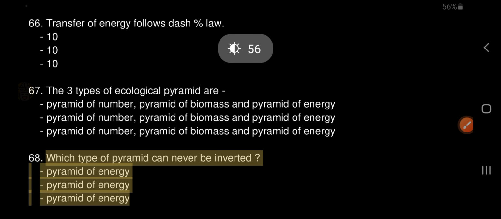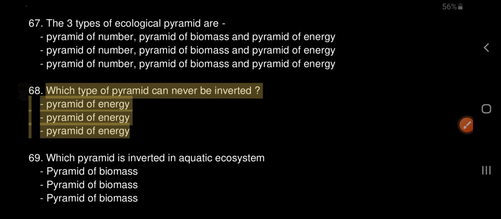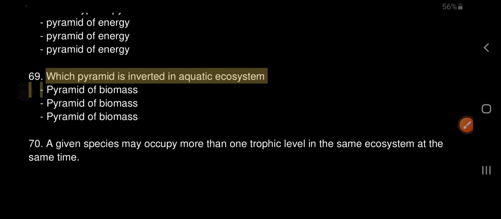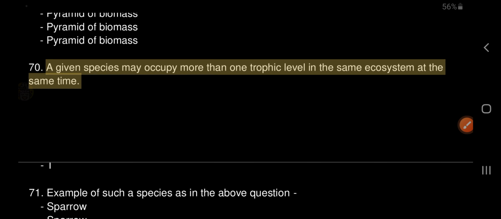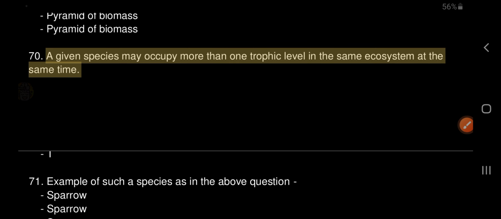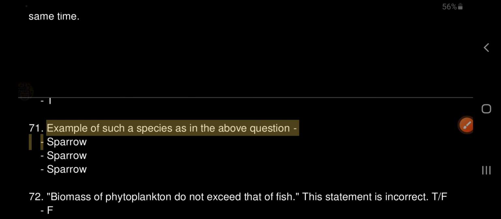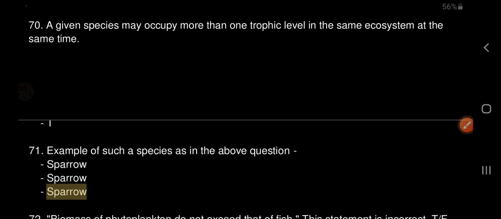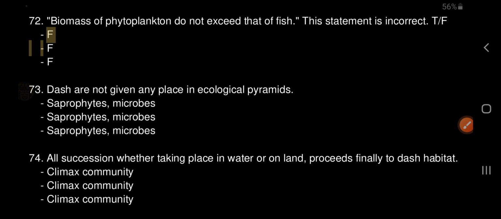Which type of pyramid can never be inverted? Pyramid of energy. 69. Which pyramid is inverted in aquatic ecosystem? Pyramid of biomass. 70. A given species may occupy more than one trophic level in the same ecosystem at the same time. T. 71. Example of such a species is in the above question. Sparrow. 72. Biomass of phytoplankton do not exceed that of fish. This statement is incorrect. F. 73. Dash are not given any place in ecological pyramids.